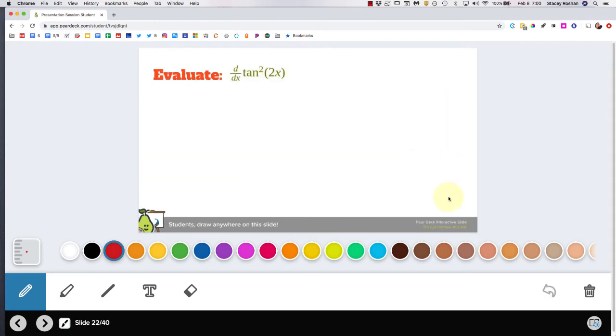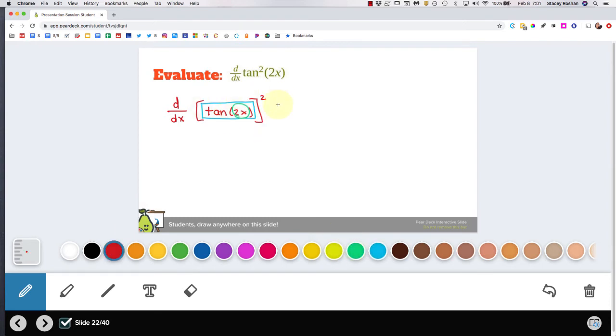Moving right along, some derivatives. The derivative of tangent squared of 2x. I'm going to just rewrite this as tangent of 2x squared. Remember, whenever you're doing trig stuff, you're doing cosine squared, sine squared, write it like this so that you can see that it's a chain rule problem. And this is actually a double chain because that's the first one. And then we go inside of that.